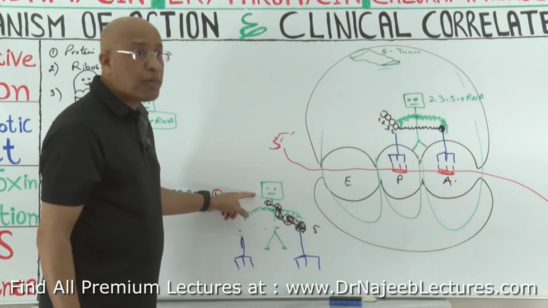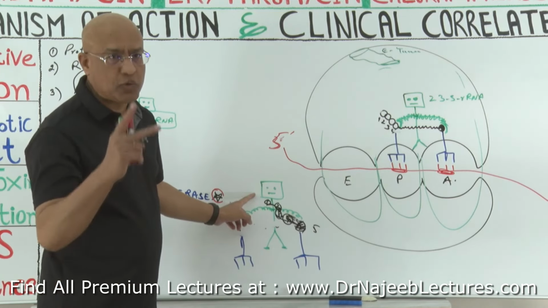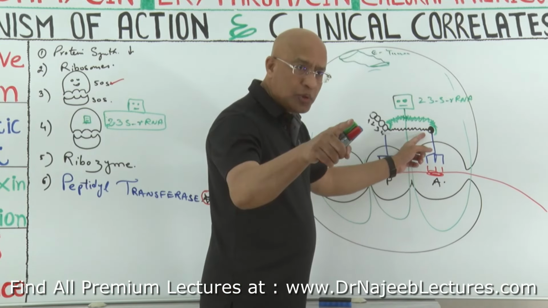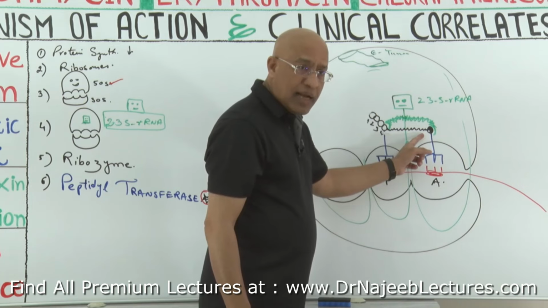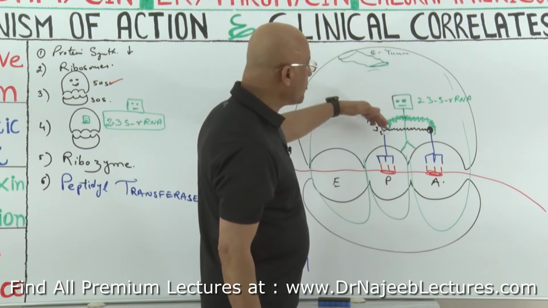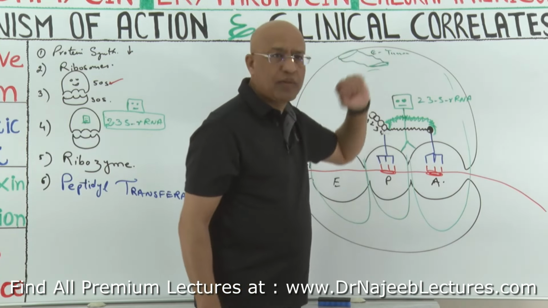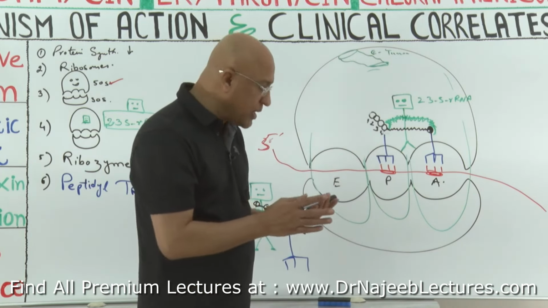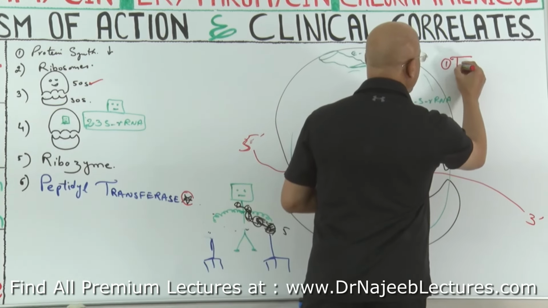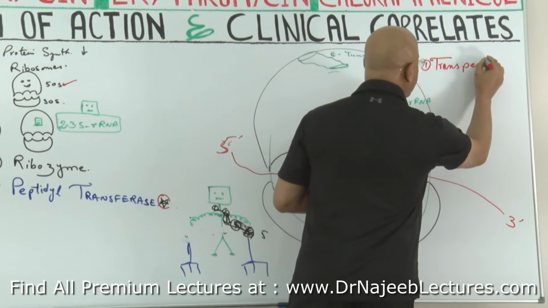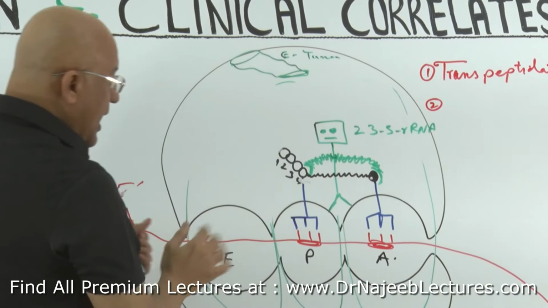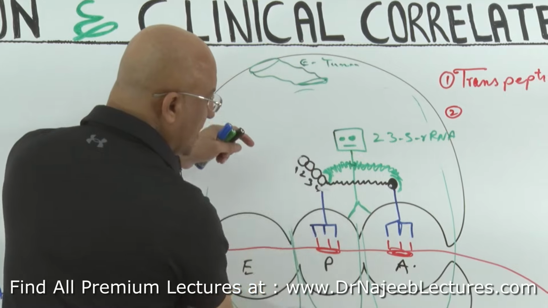So this has done peptidyl transferase activity, which had two components. Number 1, peptide bond formation between the short peptide chain and the new amino acid. And second, once this bond is formed, it detaches and removes this chain and transfers it to the new point. So what has happened up to now? This process is called transpeptidation.